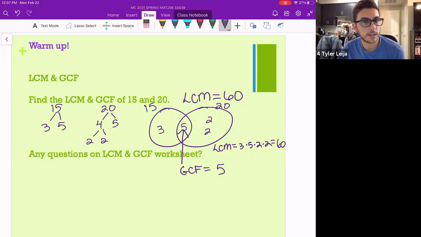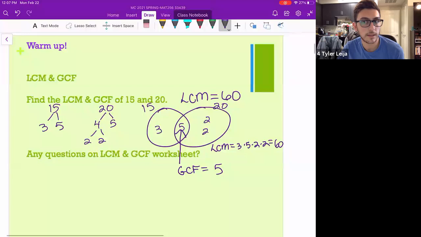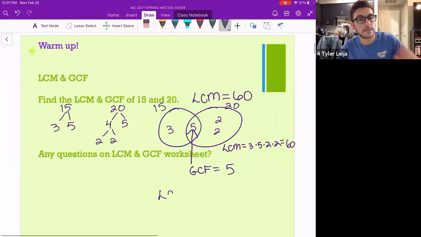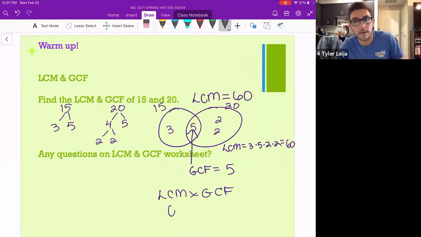The way to check it is you can multiply the least common multiple by the greatest common factor, and then multiply the 15 and 20. And if they match, then you're going to have a verification. Very nice.